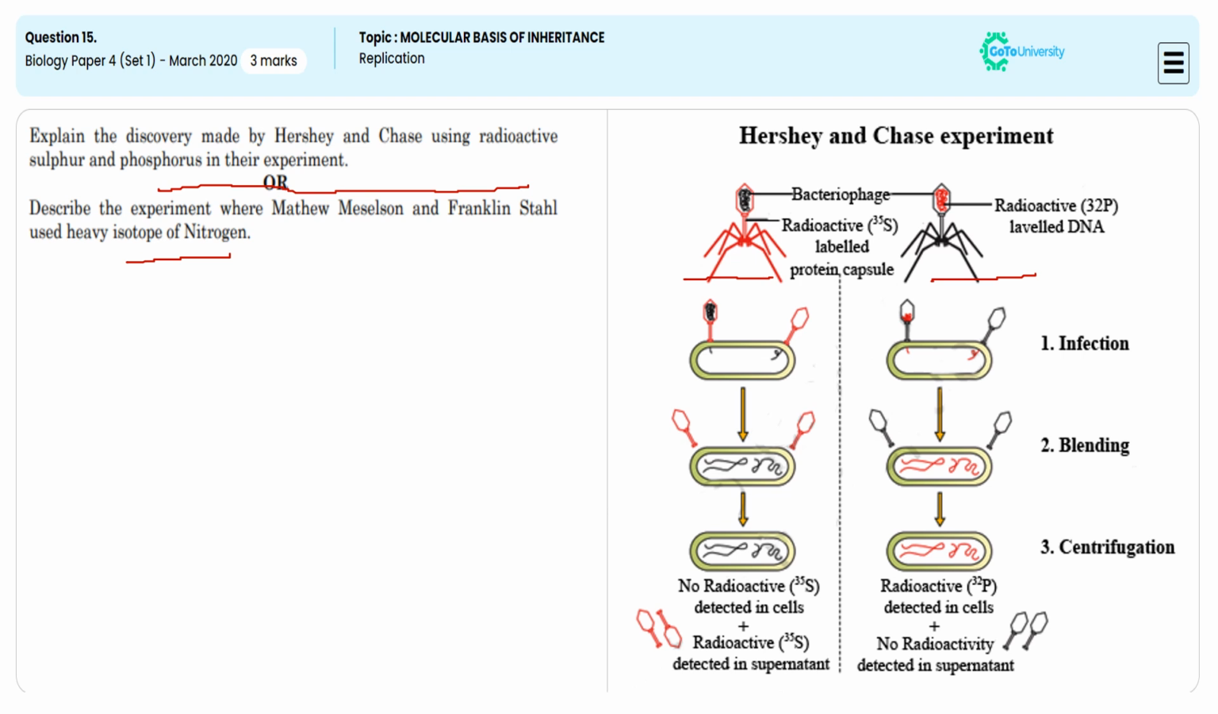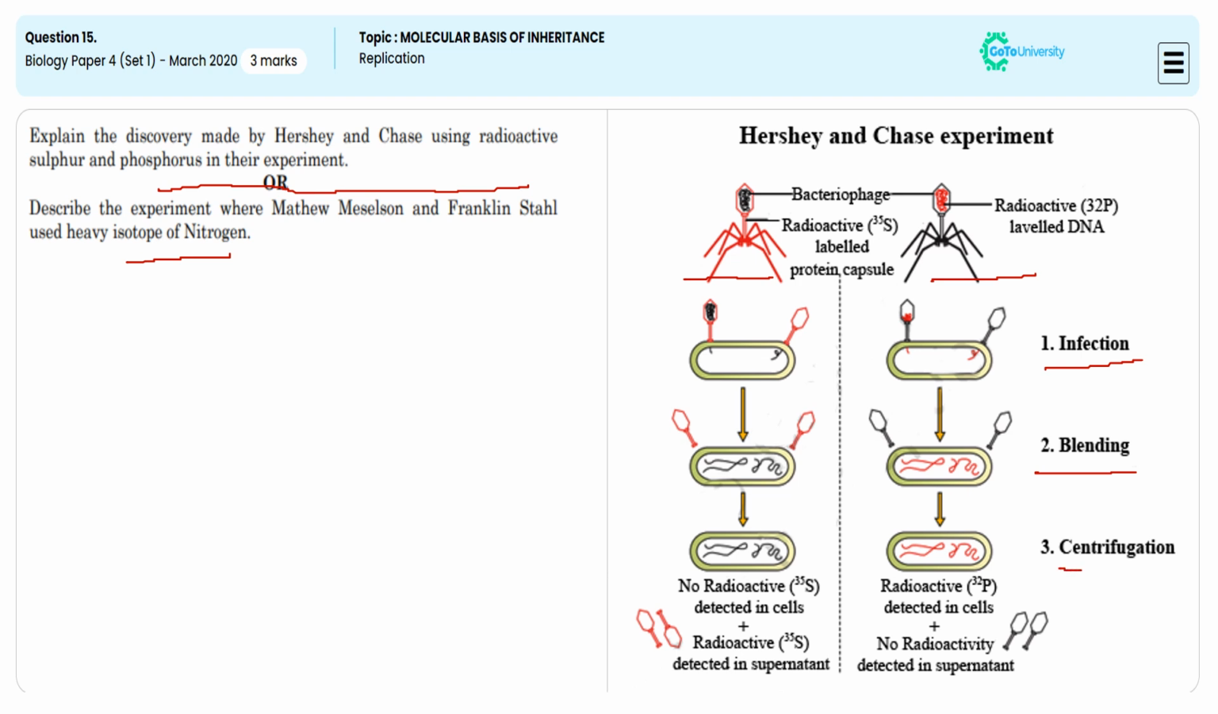So both the bacteriophages are allowed to infect the bacteria. In the infection stage, once the bacteriophage is infecting the bacteria, the DNA is getting entry into the bacteria. In the blending stage, we are removing the bacteria and phage away from each other.